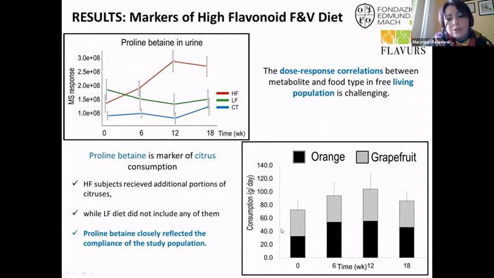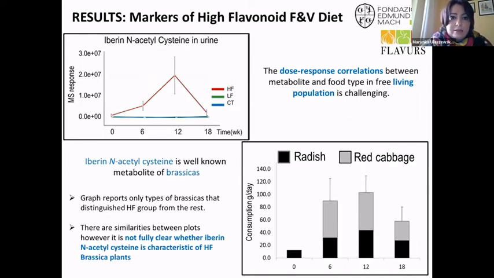And it's kind of similar, maybe a little bit arbitrary, but kind of similar to the trajectory of the proline betaine expression. The other one was the iberin acetylcysteine. That one was really hard to be annotated. But also this one actually reports very nicely the dose-response correlation between the intake of the radish and the red cabbage and the trajectory of this red line here.